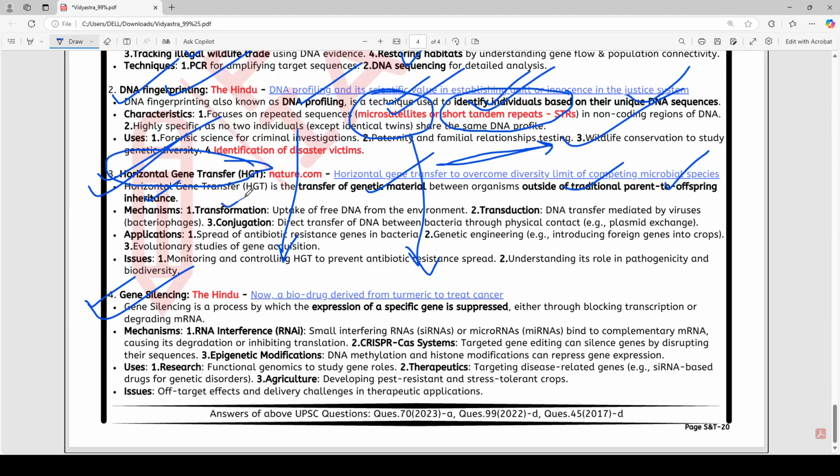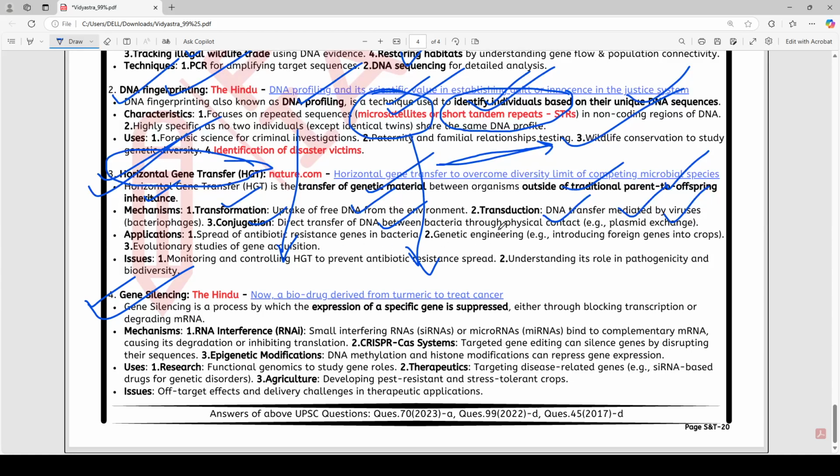Now how can it happen? Uptake of free DNA from the environment, they can take it up from the environment. DNA transfer mediated by viruses, as I already said. Conjugation, transfer of DNA between bacteria through physical contact, for example plasmid exchange.